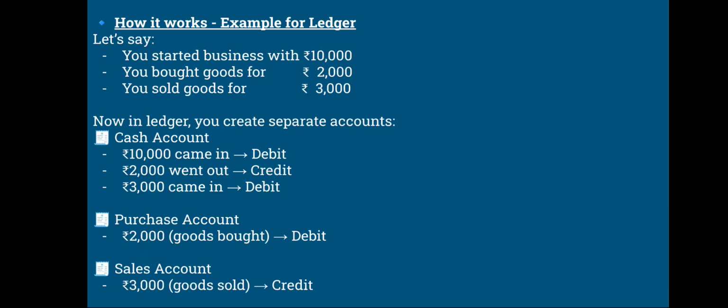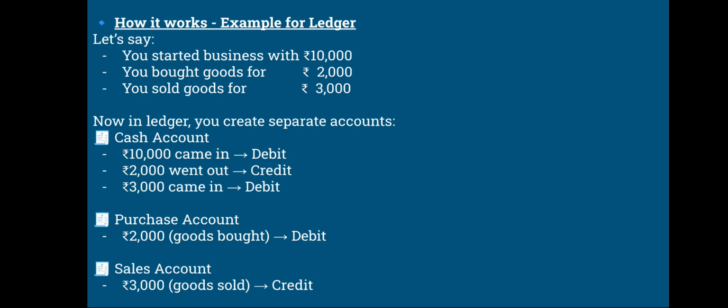So how it works, example for ledger. Let's say you started business with 10,000, you bought goods for 2,000, you sold goods for 3,000. Now in ledger, in cash account, you will record first you started the business, so 10,000 came in. If something is coming into the business, that is debit. So that's why 10,000 is recorded on debit side.